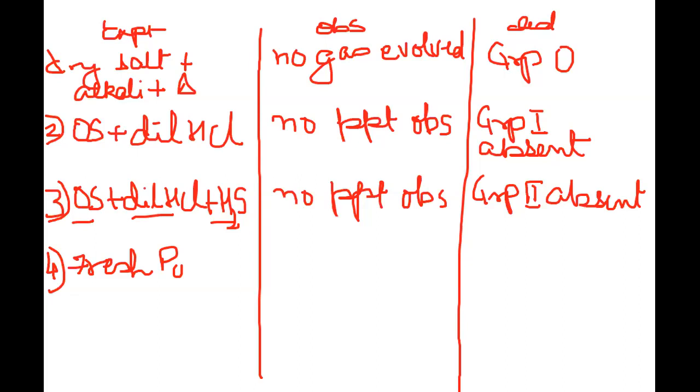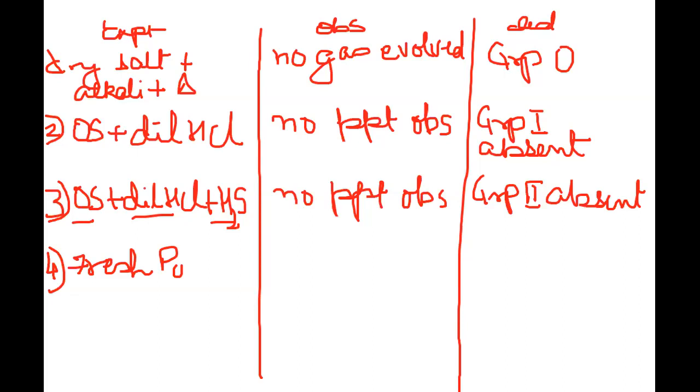In the third step, you are doing original solution plus dilute HCl plus H2S, no PPT observed, group 2 absent. In this step, the common ion effect comes into play. H2S is bubbled in presence of HCl. HCl is a strong acid, H2S is a weak acid. So in presence of HCl, the dissociation of H2S is suppressed, and therefore a limited number of sulfide ions are available. These ions precipitate the cations of group 2 if they are present. Since they are not present, we write no PPT observed, group 2 absent.